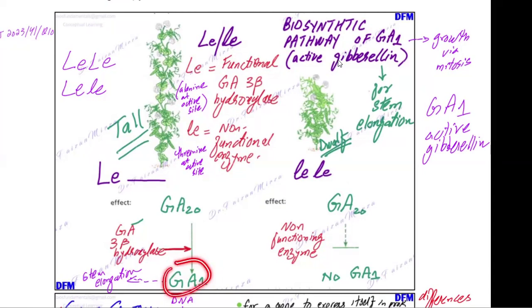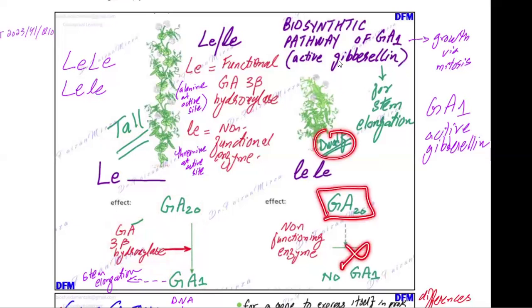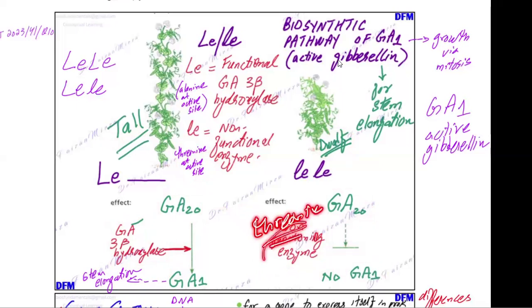This GA1 is produced from a precursor molecule called GA20. So plants which grow tall have GA20, which converts to GA1 through an enzyme called GA3 beta hydroxylase. Plants that stay dwarf also have the same precursor GA20, but GA1 is not produced because the enzyme is non-functional. Why is the enzyme non-functional? Because the non-functional enzyme has the amino acid threonine at its active site. The threonine present at the active site of this enzyme fails to catalyze this reaction.